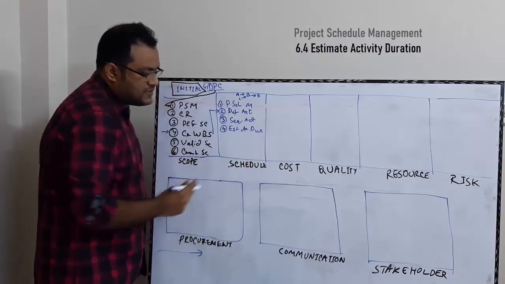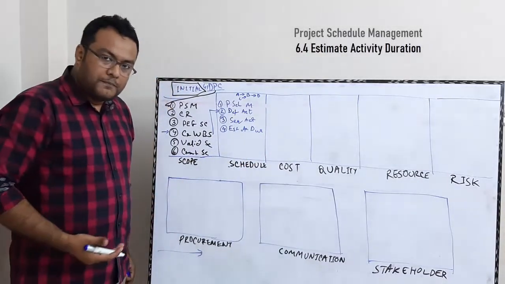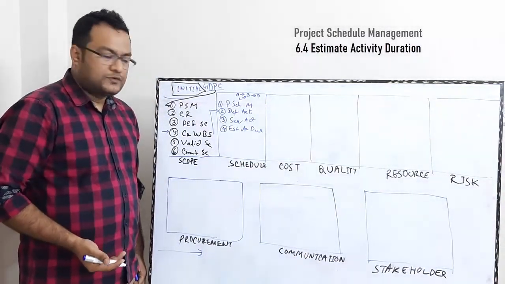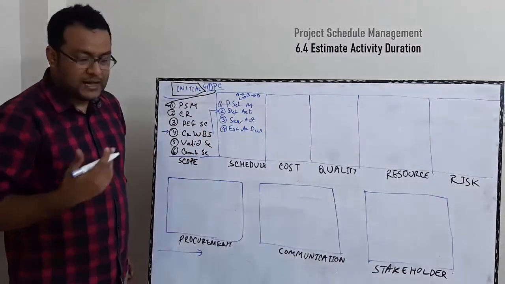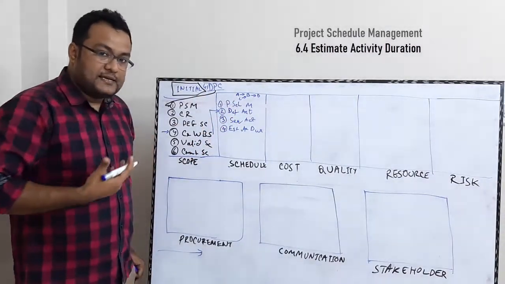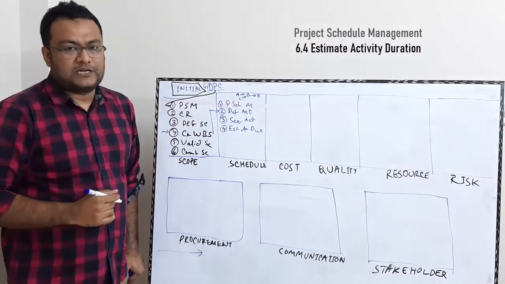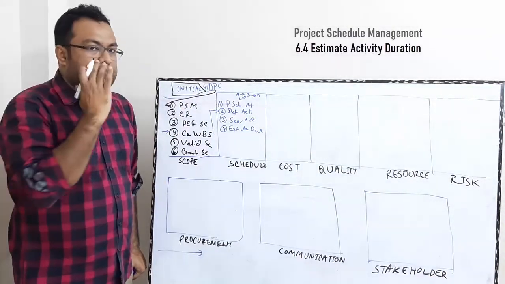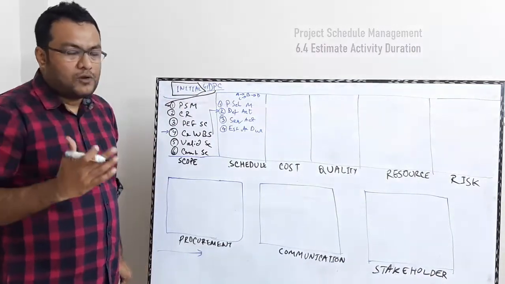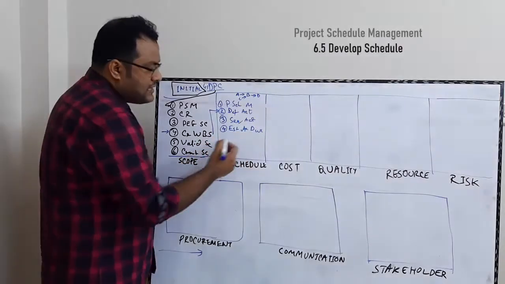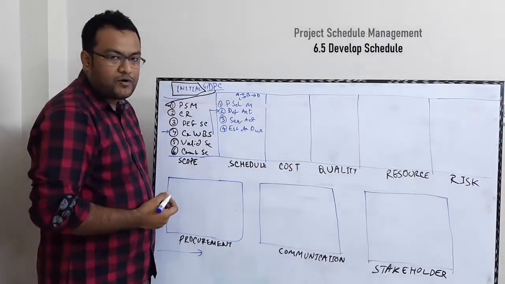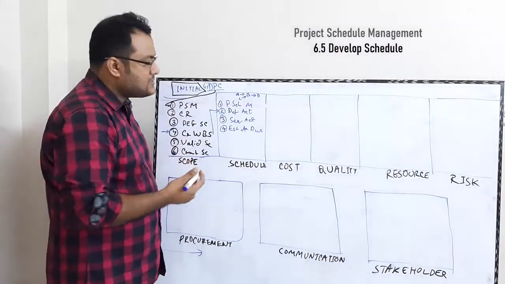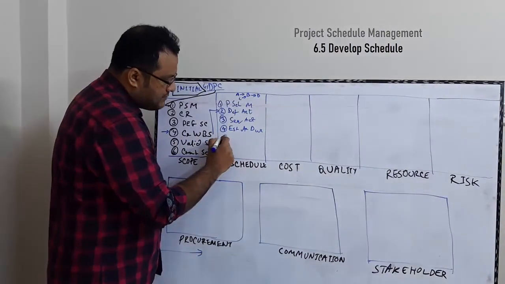So estimate activity duration is the fourth process in the planned schedule management. So you need to know how many days or months or weeks A, B, C and D tasks in your project requires. So there are some techniques for identifying the estimations and all. So once you have the estimates for each of the tasks or activities, then only you can develop your schedule.